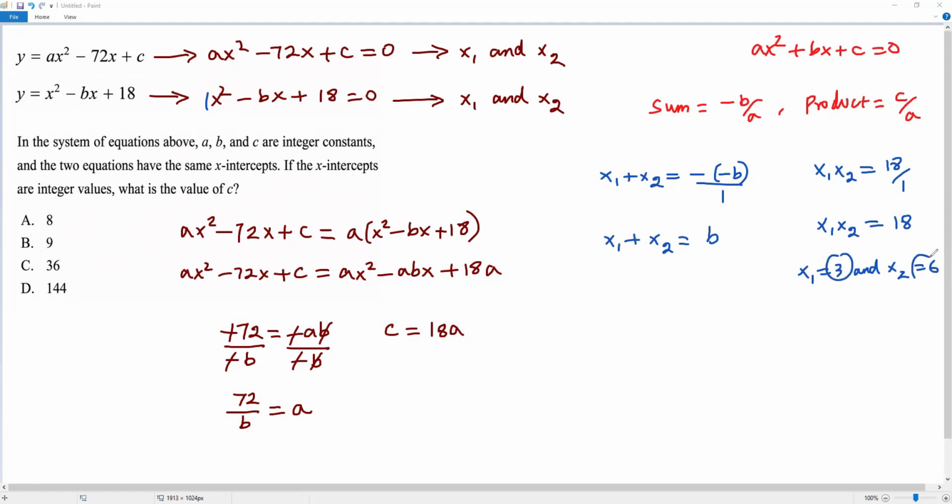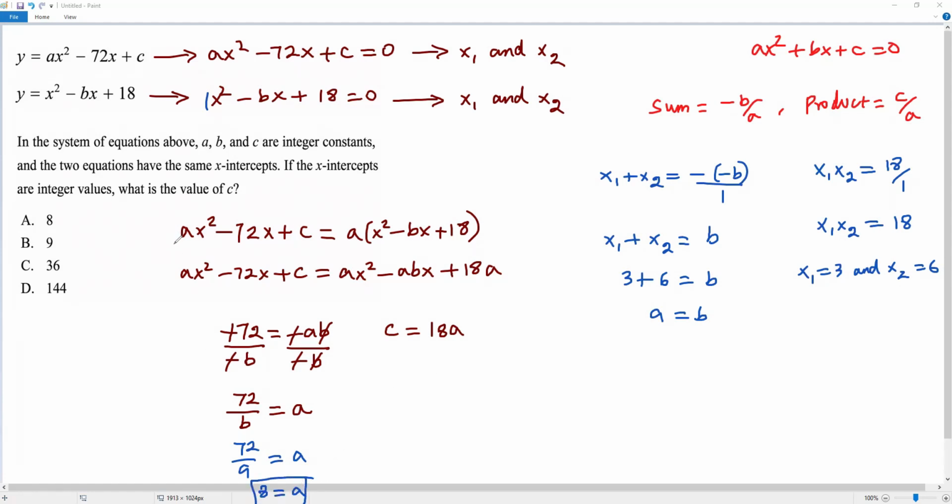Okay, for x1 equals 3 and x2 equals 6, what is the value of b? We have to plug in 3 for x1 and 6 for x2. In that case, I am getting b equals 9. Now let's plug in this value 9 for b over here. Then I'm getting 72 over 9 equals a. 72 over 9 is 8. I'm getting a equals 8.